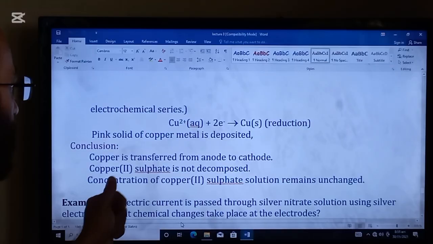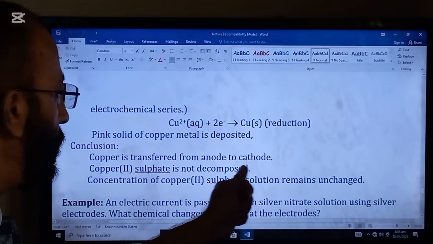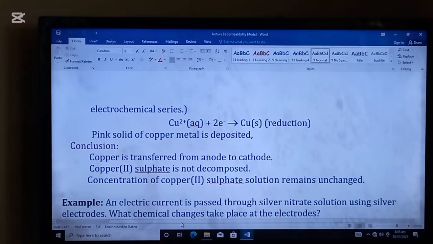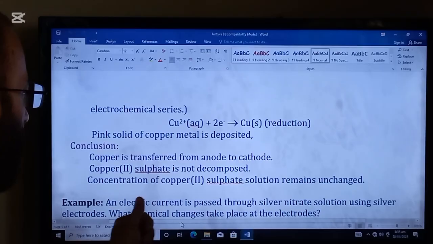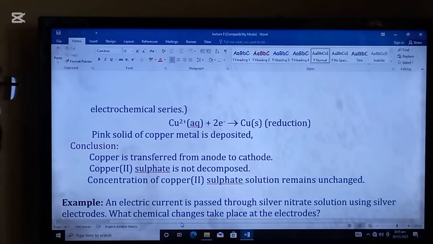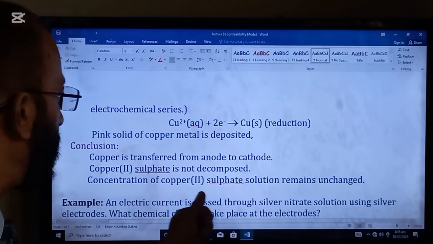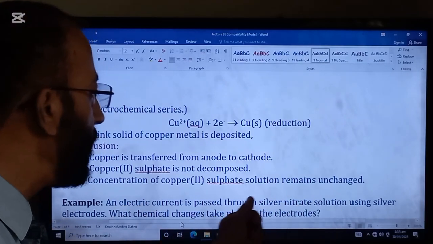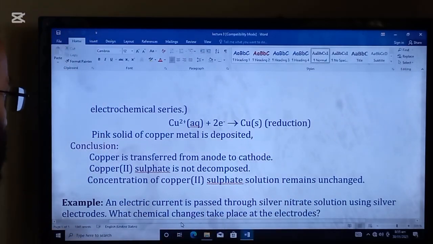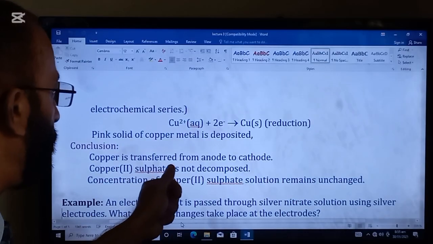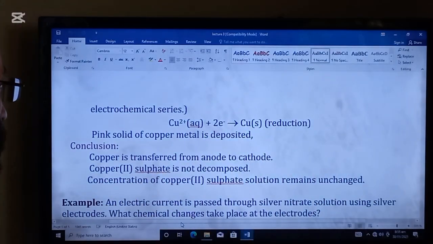Conclusion: copper is transferred from anode to cathode. Copper sulfate is not decomposed. The concentration of the copper sulfate solution remains unchanged, because only copper is transferring from anode to cathode.